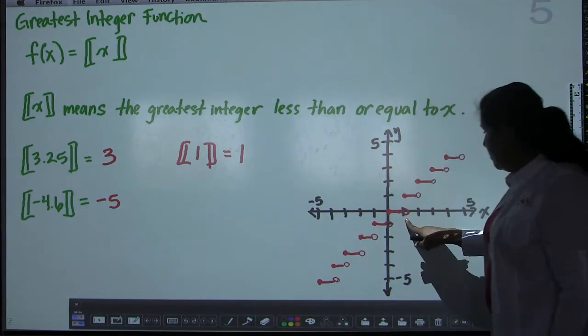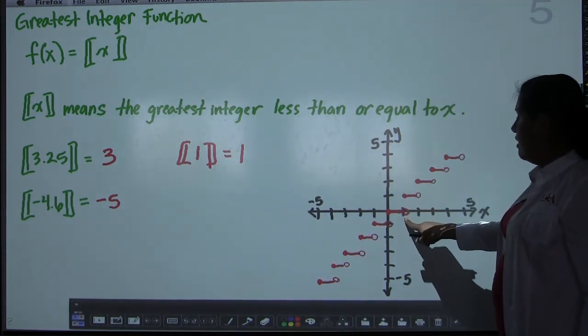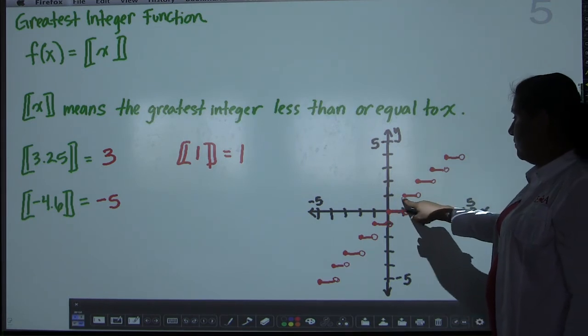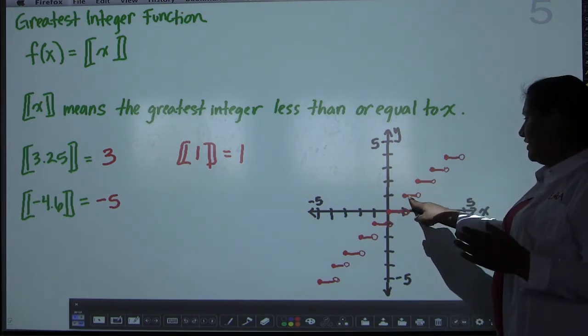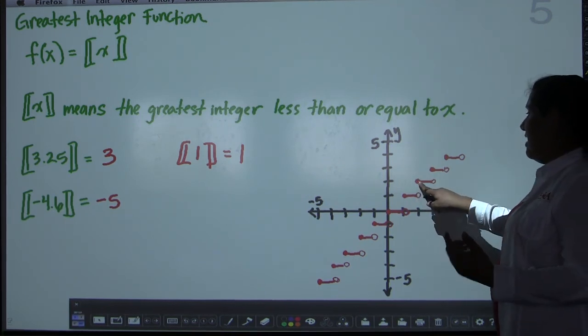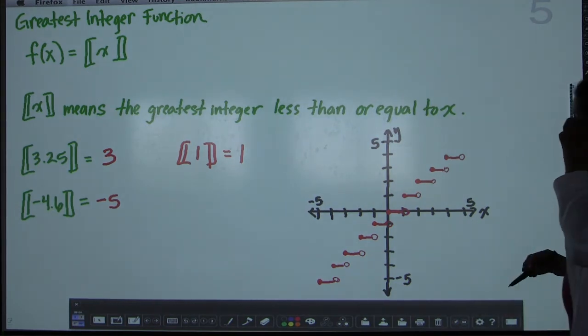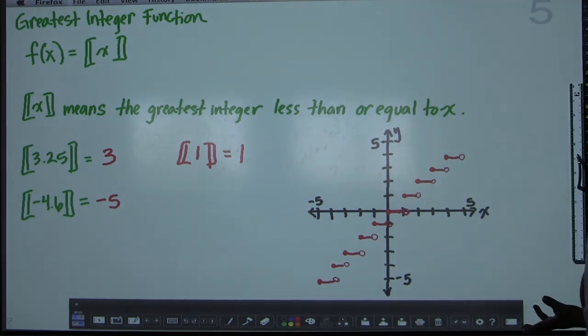So you'll notice that when you get to 1 on the graph, it jumps up. There's no value here. There's an open dot. There's no value here. It jumps up to y equals 1. And then everything between 1 and 2 is 1. And then once you get to 2, it jumps up to 2. And that's kind of how it happens. So this is what the graph looks like. And so we want to show you how you can use this in an example.